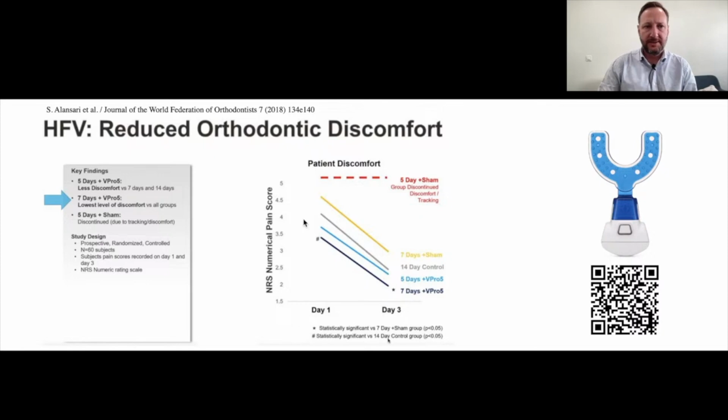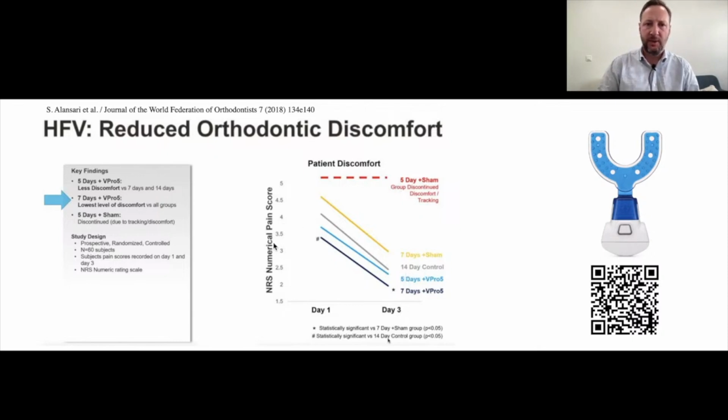In this study with 60 subjects, they tried to change aligners in 5 days without any help of high frequency vibration, and it wasn't possible for the patients to continue because it was too painful. It was too much discomfort for these patients. The sample that changed in 7 days without any device had the highest rate of discomfort, besides this other group that discontinued the study because it was too painful. And then we have 14 days.